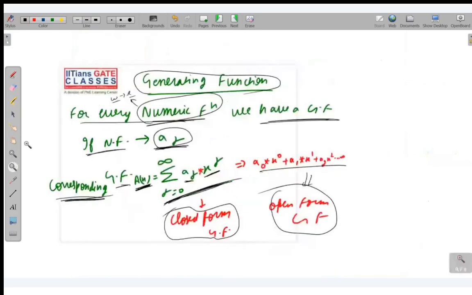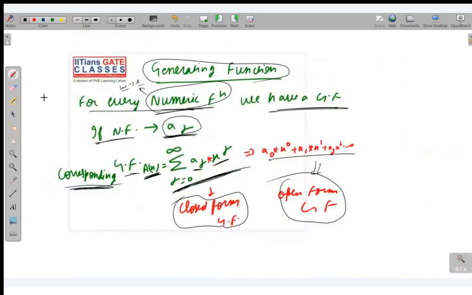Are you getting it? It's very simple. You just try to remember this: if the numeric function is a_r, then its corresponding generating function A(x) is the sum from r = 0 to infinity of a_r x^r. If you open it up, you get the open form. If you leave it like this, it is the closed form.